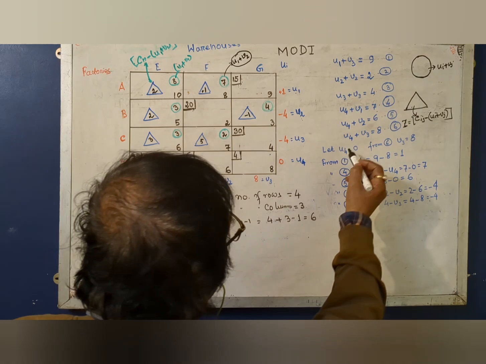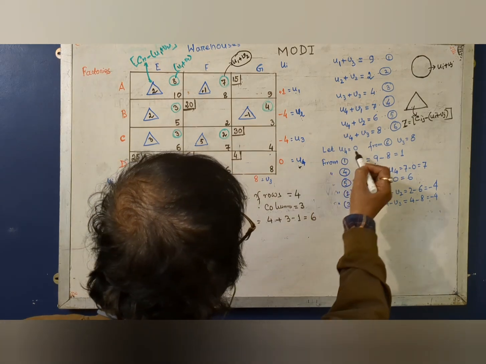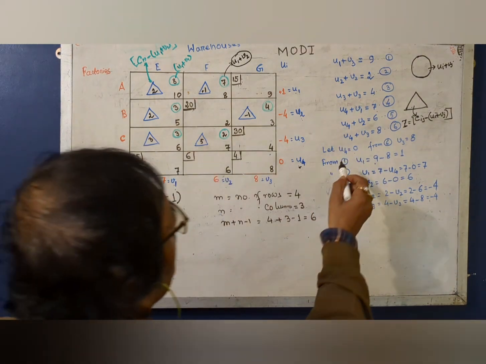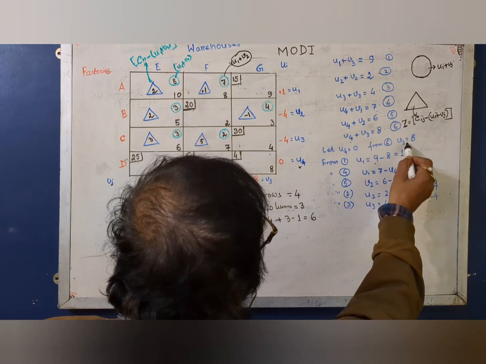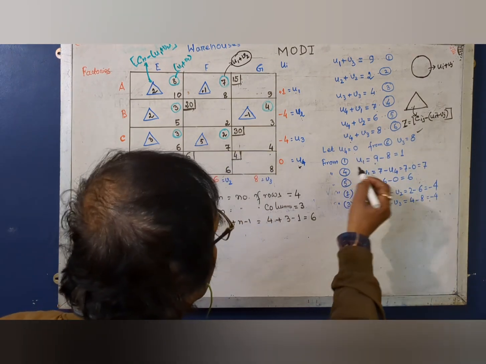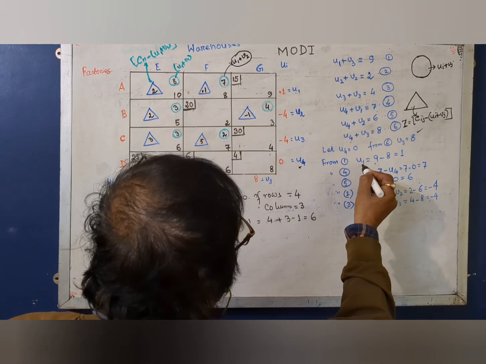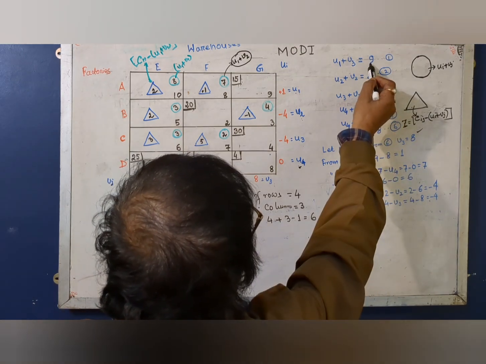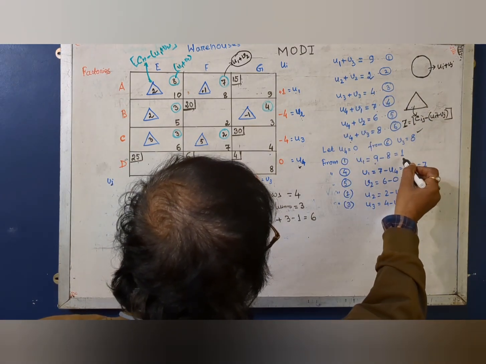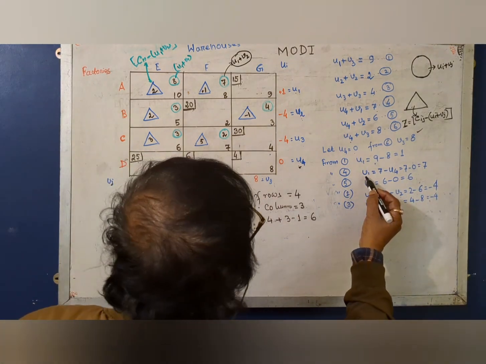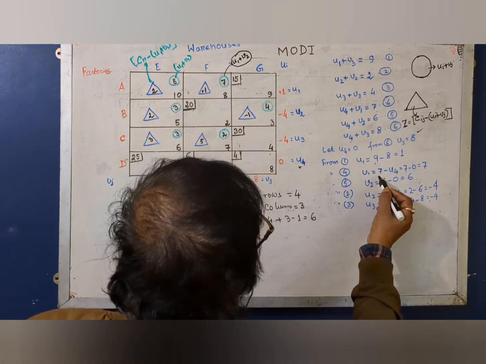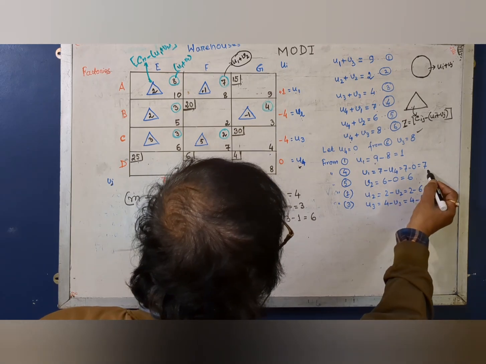Say in this case we are putting the variable u4 equal to 0, and from equation 6, see this 6, if u4 is equal to 0, then v3 is equal to 8. From equation 1 you can find out u1 is equal to 9 minus 8. From 1, 9 minus v3, which is 8, that's why u1 is equal to 1. From equation 4, v1 is equal to 7 minus u4, that is 7.